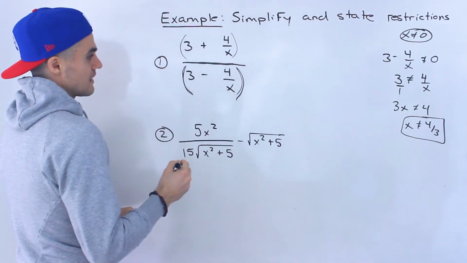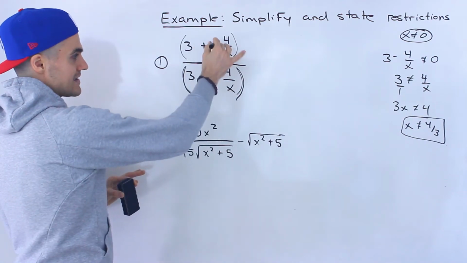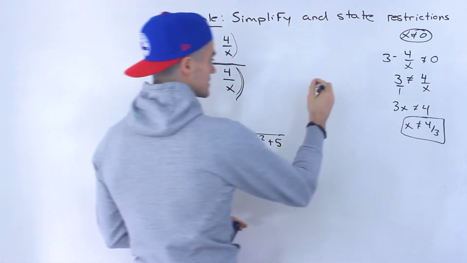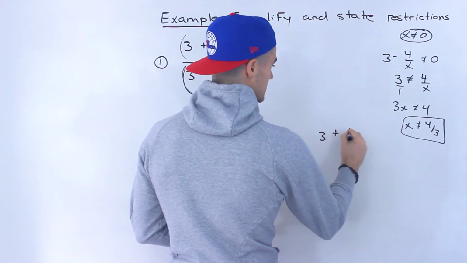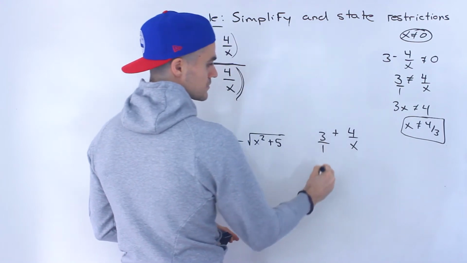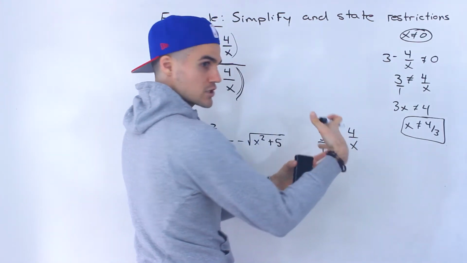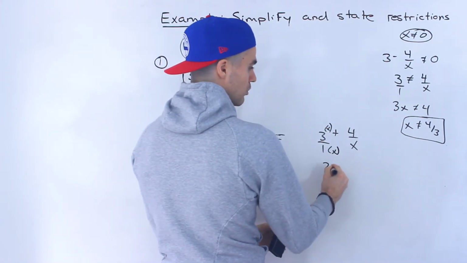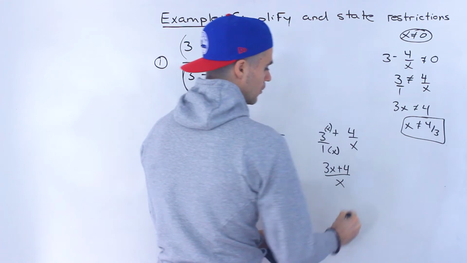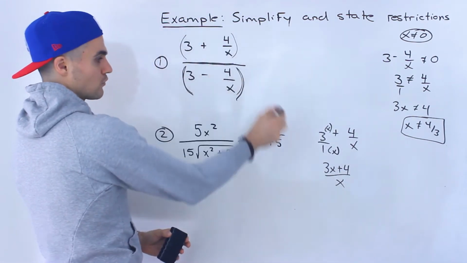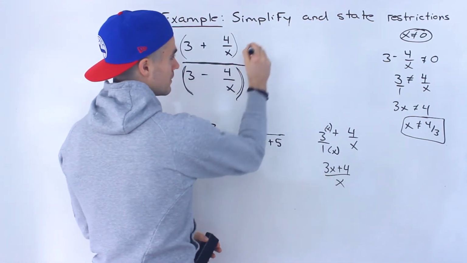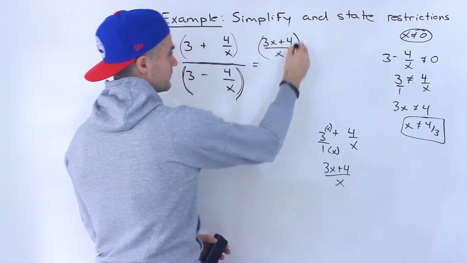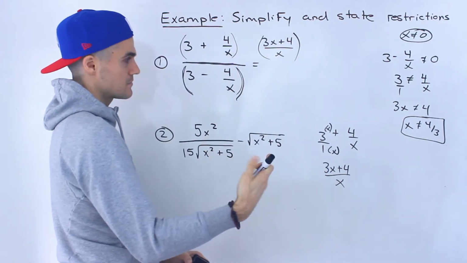Now the way we simplify this is we want to take both of these expressions and combine them into one fraction. So this 3 plus 4 over x I'm going to deal with over here. Notice this 3 is like 3 over 1. If we combine this into one fraction with a lowest common denominator, we would multiply the top by x, so we would end up with 3x plus 4 over x. So 3 plus 4 over x is actually the same as 3x plus 4 over x. This and this are the exact same thing.